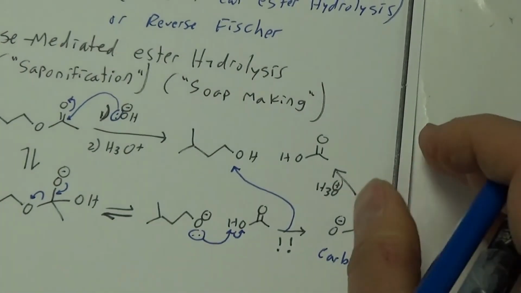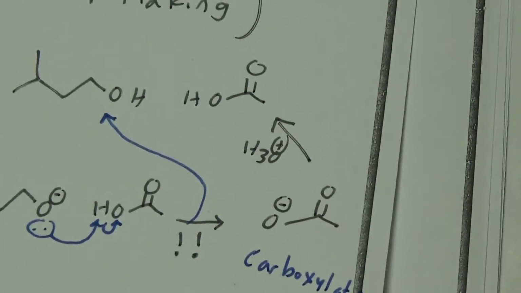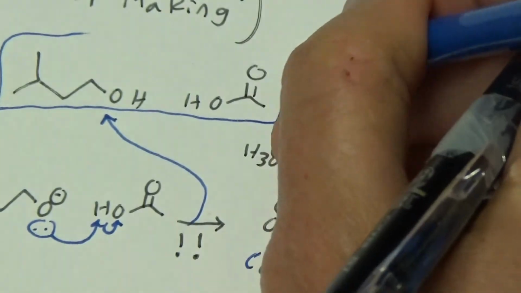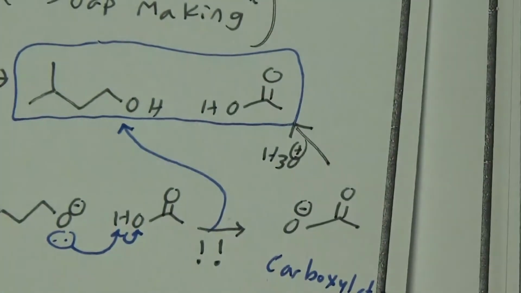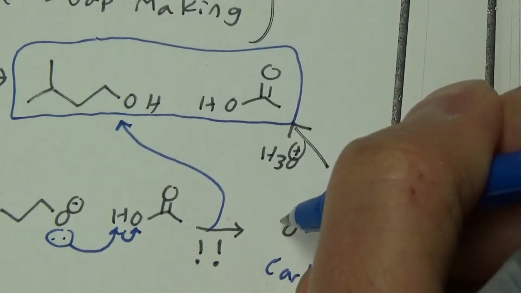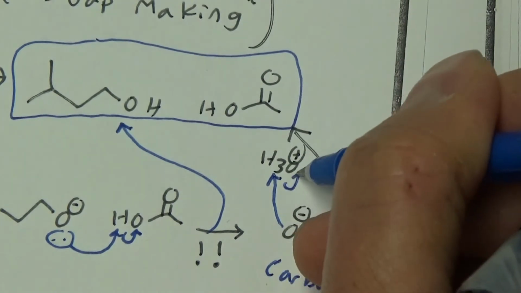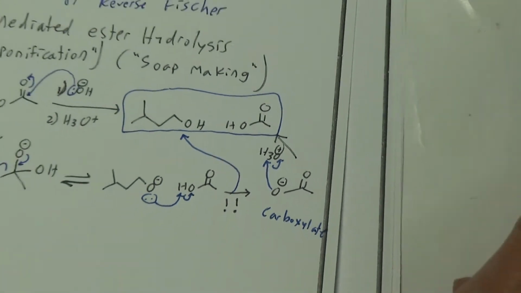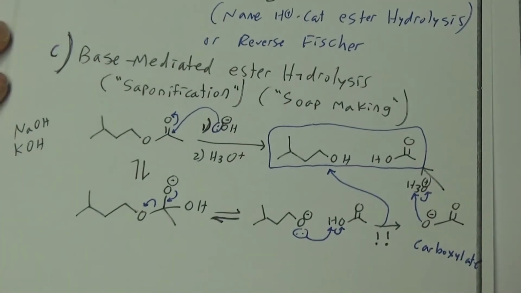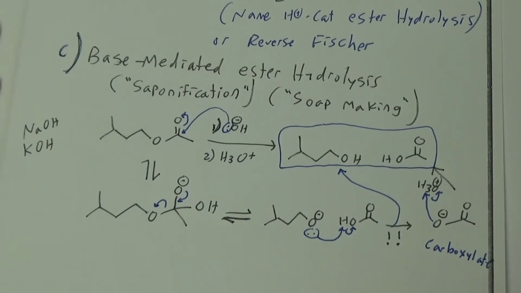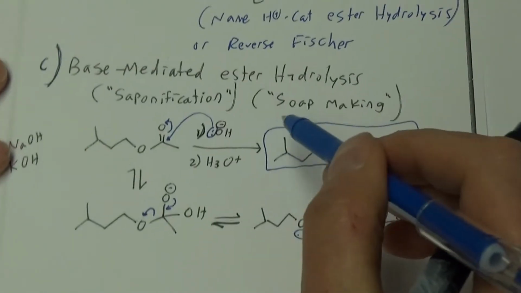So how does the carboxylate get its proton to make the product? Let's put a square here for the products. How does this reaction work? Well, it just grabs a proton. That's pretty cool. That's the base-mediated ester hydrolysis reaction, also called saponification.